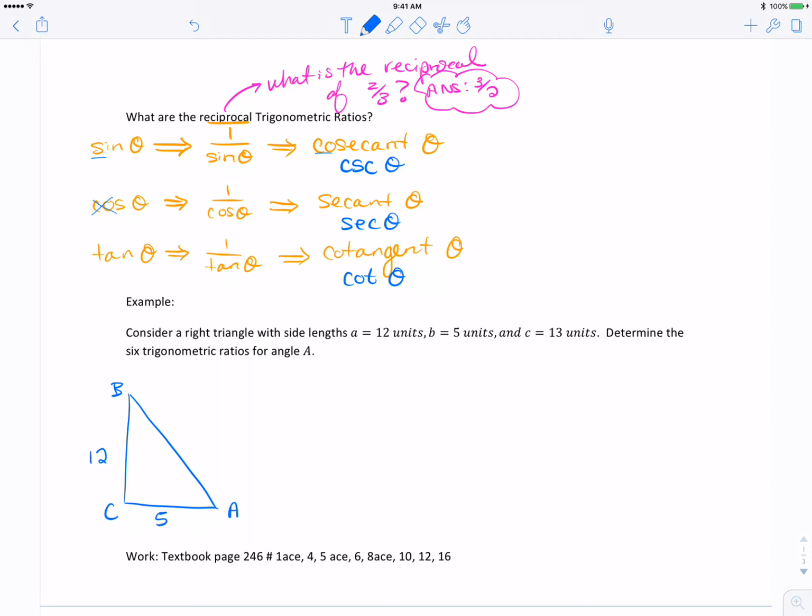B is 5 units, and C is 13. What is important here is because C is 13, and I'm dealing with a right triangle, my largest length must be my hypotenuse. Okay, so that means that my C is a right angle. This is important because if you don't deduce that from the question, you won't be able to solve.